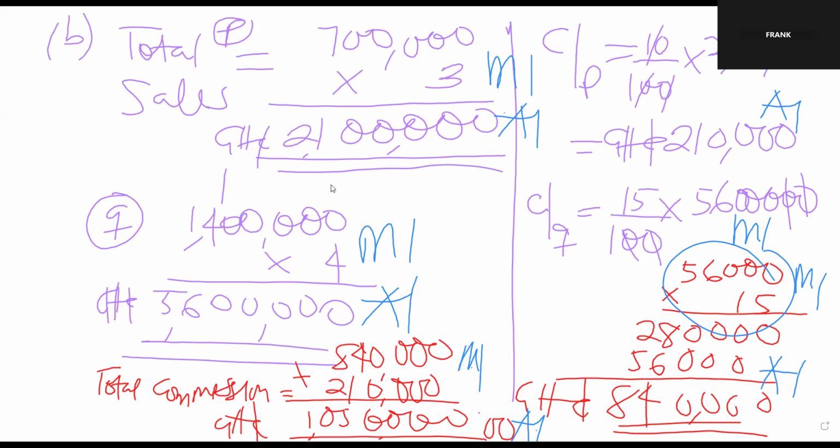So 1, 2, 3, 4, 5, 6, 7, 8, 9, 10. 10 marks for this particular question. The A part also took 5 marks, making up 15 marks. And that ends the solution on question number 2.